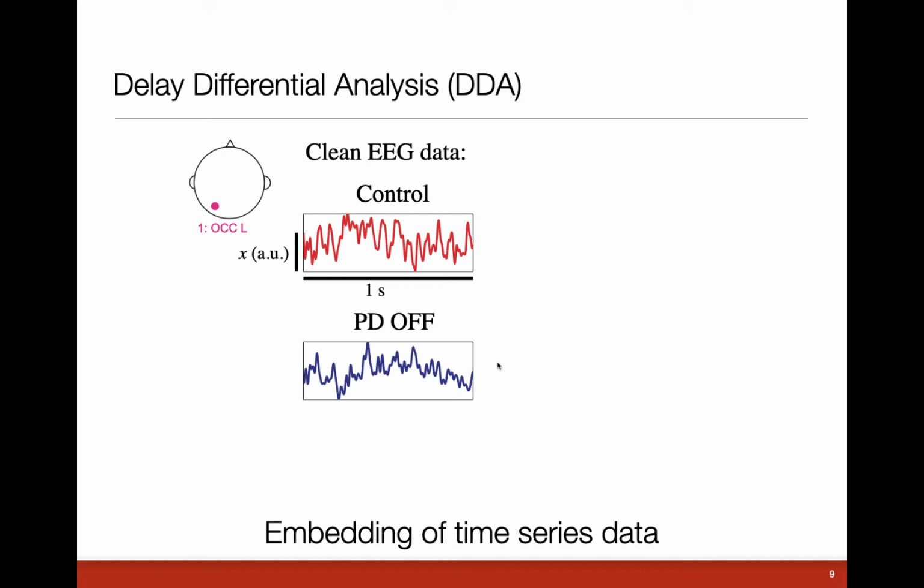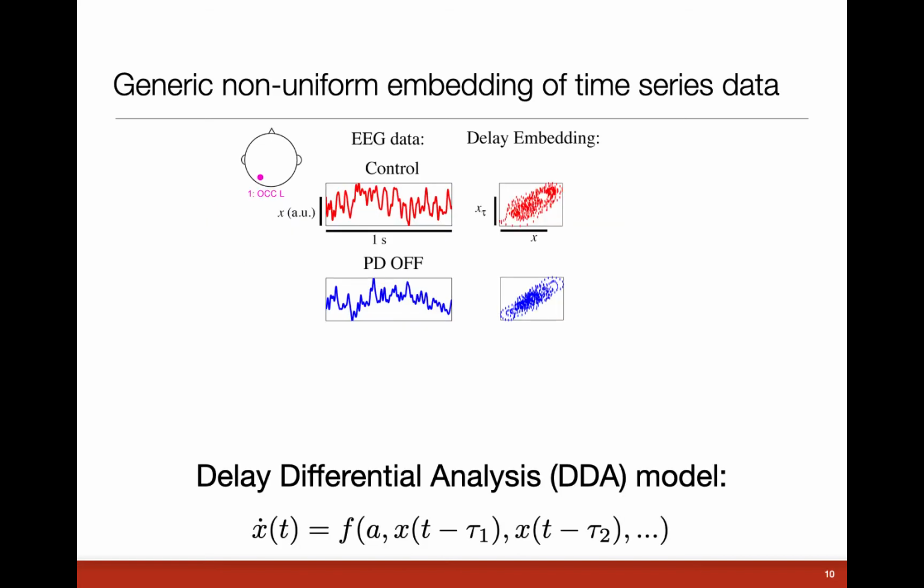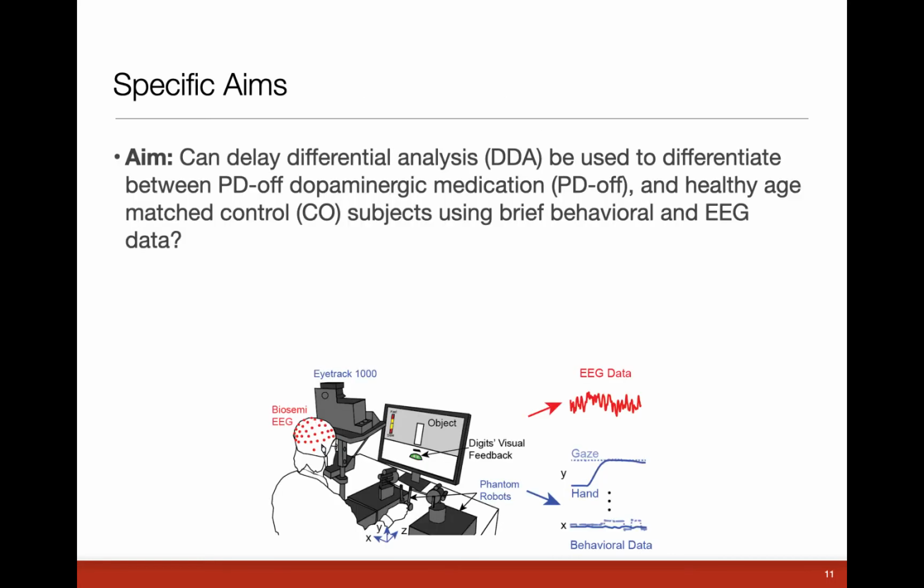However, by considering a delay embedding of the original time series, we're able to uncover some structure in the underlying time series data. Considering a delayed differential equation model consisting of both non-uniform time delays and a derivative of the original time series allows for a generic embedding of the data so as to capture additional information about the underlying dynamical system. In this paper, we aim to answer the following question.